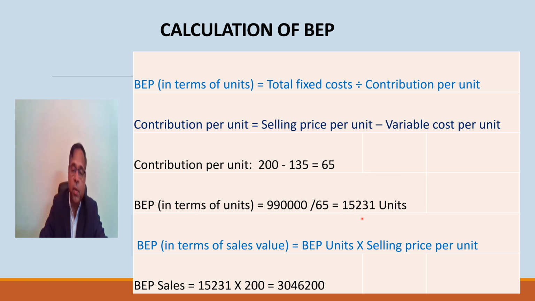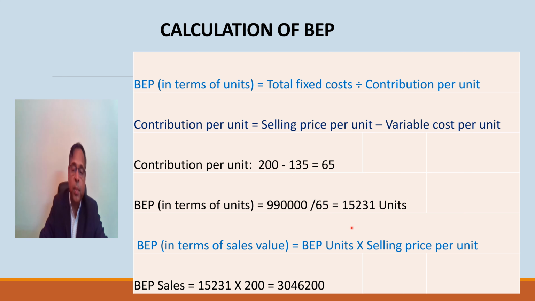So therefore the break-even point is 15,231 units, meaning if the company produces 15,231 units and sells at the rate of 200, the revenue, total revenue and total cost will be same.